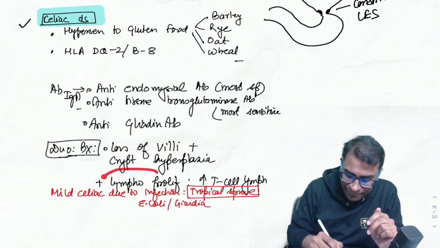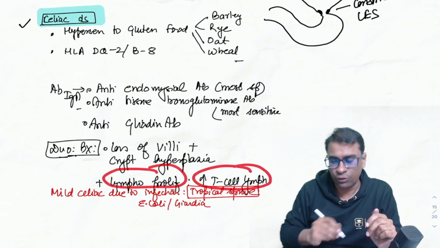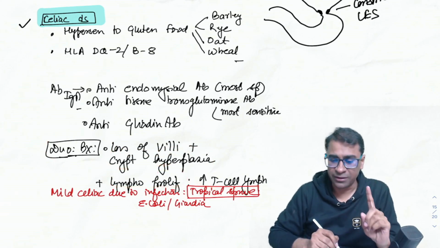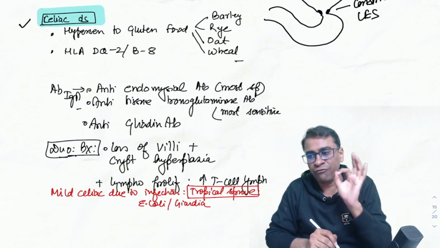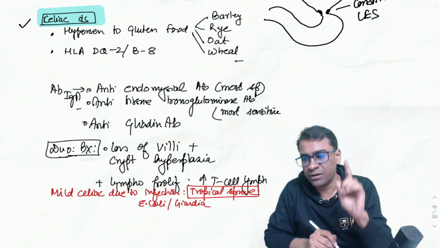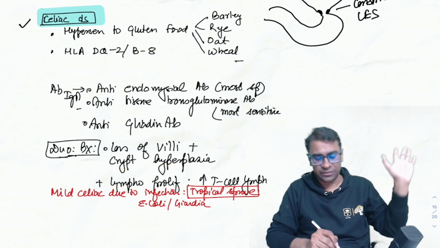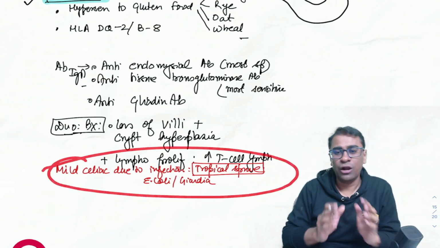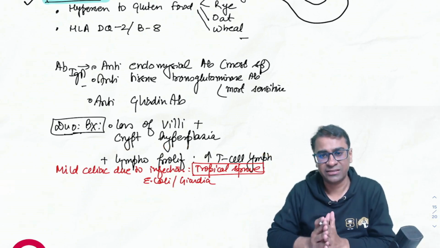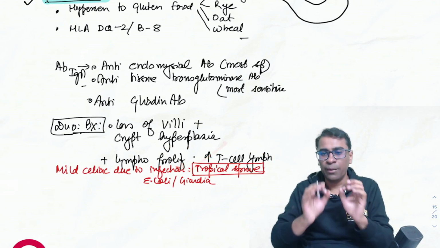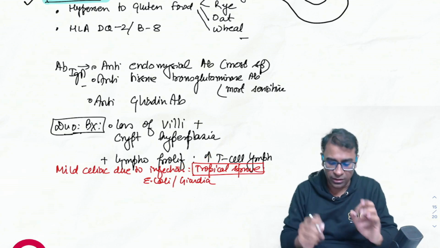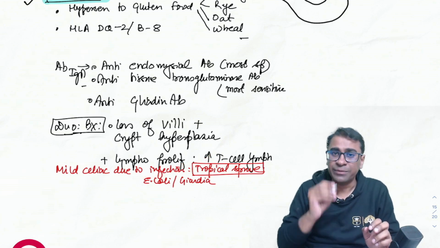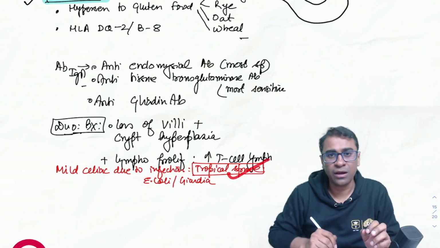There can be lymphocytes and T cells also, but the treatment is only one: a gluten-free diet. That's it. If the finding is mild loss of villi, because of infection, it is referred to as tropical sprue.